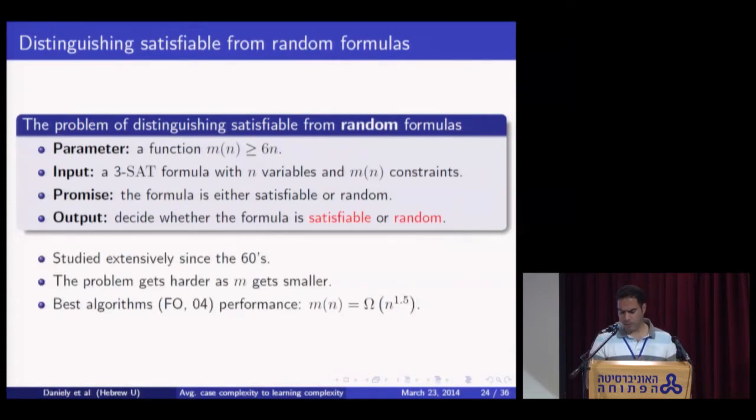This problem has been studied extensively since the 60s, and it is not hard to see that it gets harder as m, the number of constraints, gets smaller, as long as it is greater than 6n. Because if you have more constraints, then it should be easier to show that the formula is not satisfiable, since there are more ways to reach contradictions. And the best known efficient algorithm, by Feige and Ofek, only succeeds if the number of constraints is at least n to the 1.5.